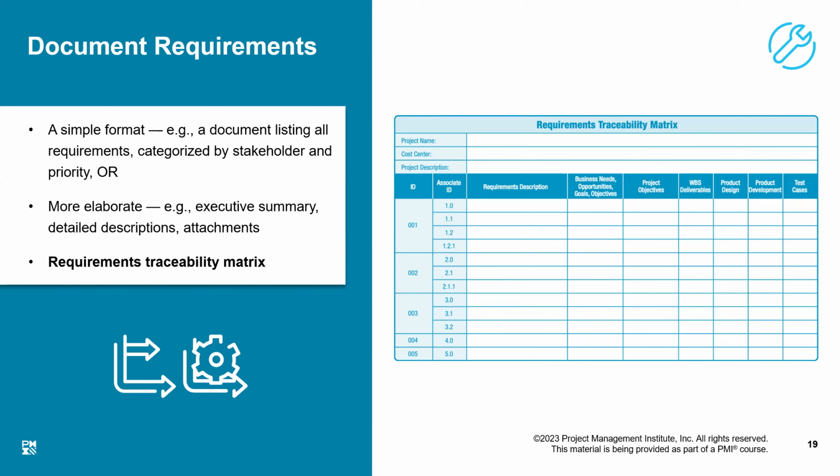Do you have requirement traceability matrix in Agile projects? Not required at all. We don't have any detailed requirement, so we don't need that.